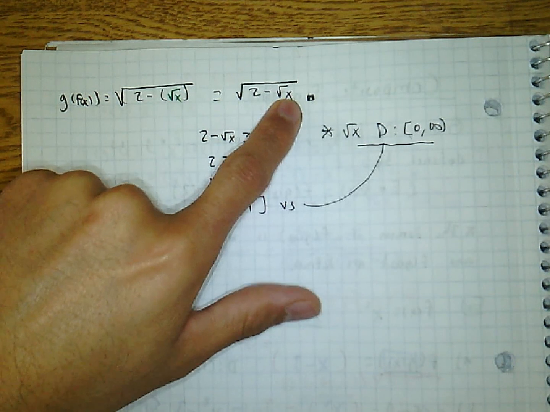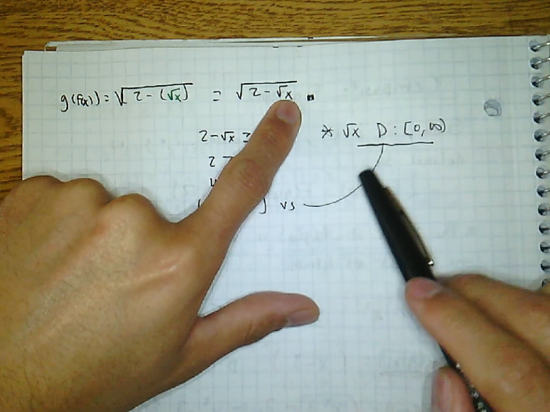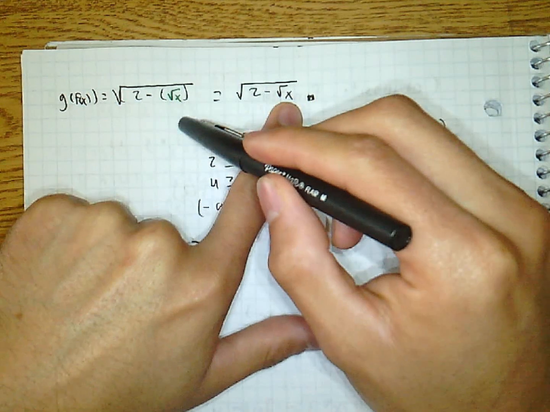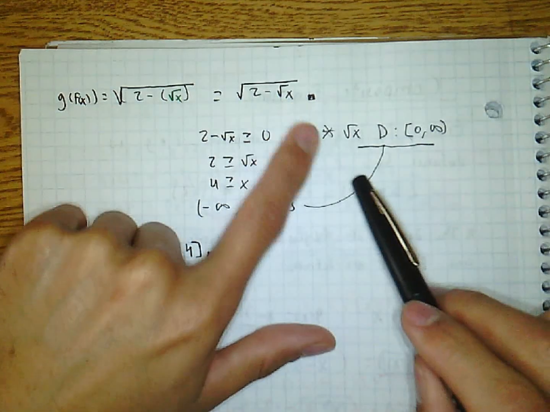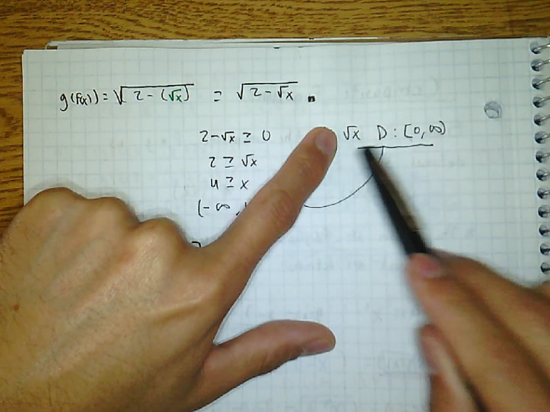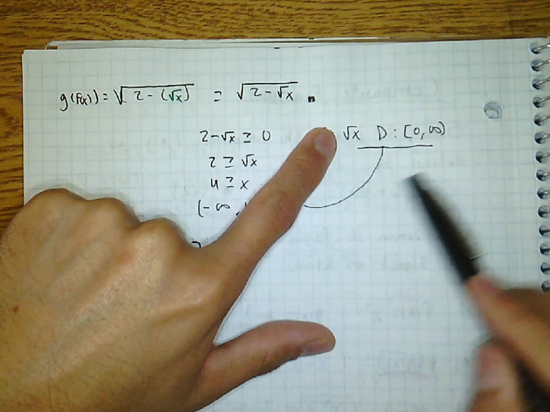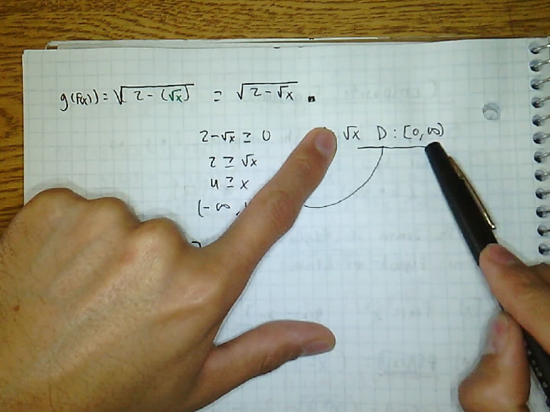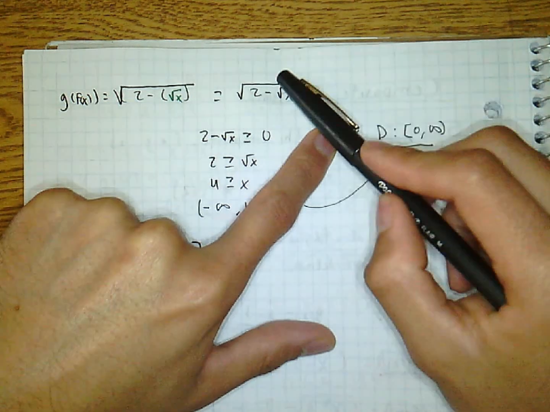So now let's find out what the domain is. A little reminder: because we are plugging in root x, to find its domain we have to first find out the domain of that. So the domain of that is 0 to infinity. So this is going to restrict our final answer, and we have to keep that in mind. Okay, so now here's our final answer.